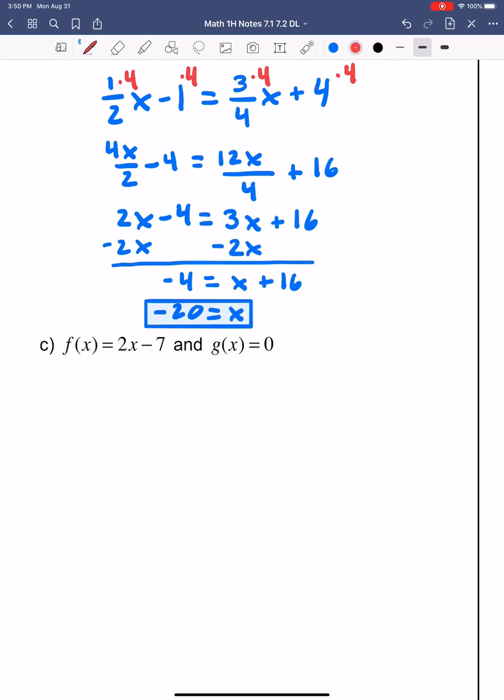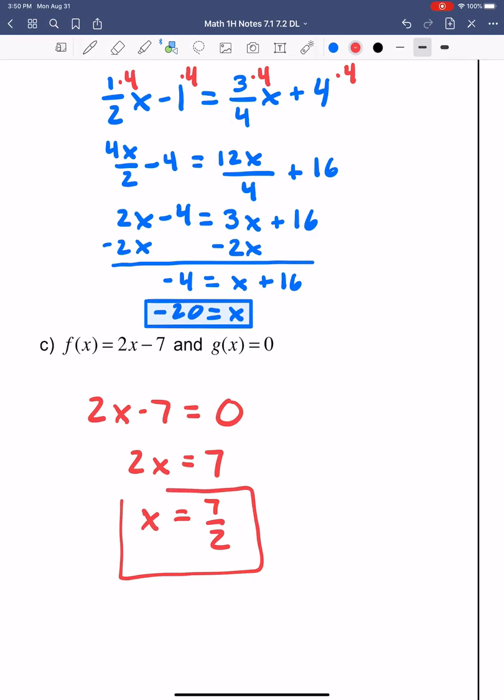Same deal, we want them to be the same, so 2x minus 7 equals 0. Okay, so that's when we want it to equal 0. So all we have to do here is add 7 to the other side, so I get 2x equals 7, and then divide both sides by 2, and I get x equals 7 over 2. So when x equals 7 over 2, these functions will be the same.